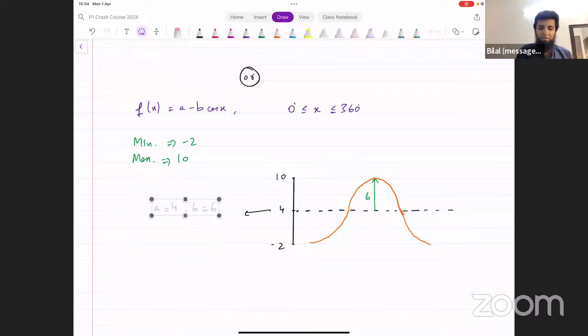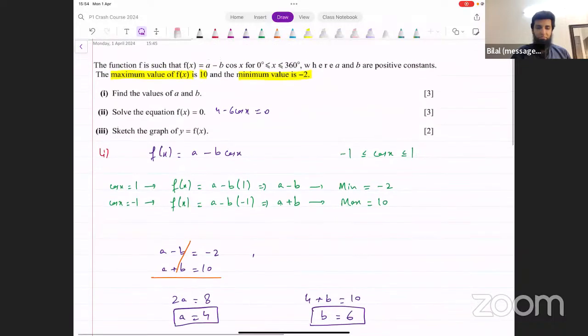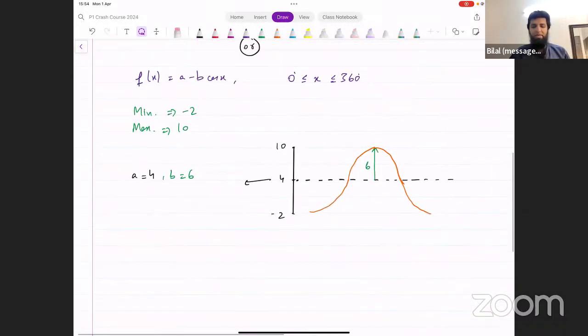And you can write down these values directly like this. a equals 4 and b equals 6. That's exactly what you got there as well. Okay, so thinking of graph and transformations, this could be another way of thinking about this.